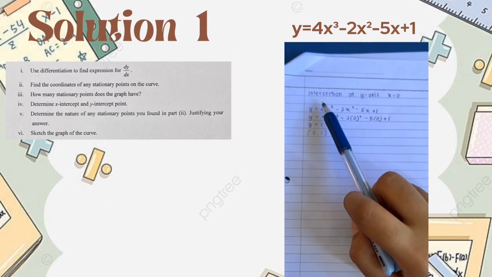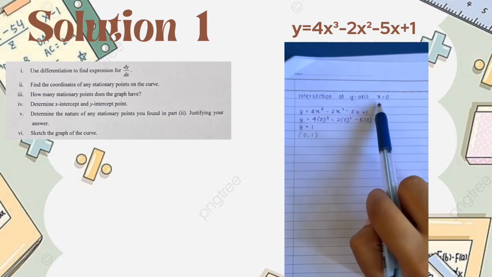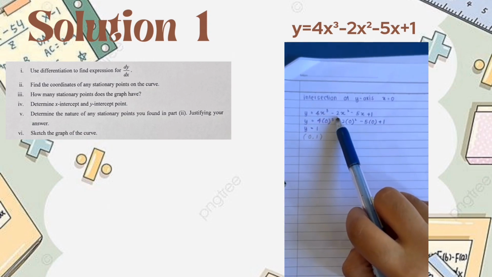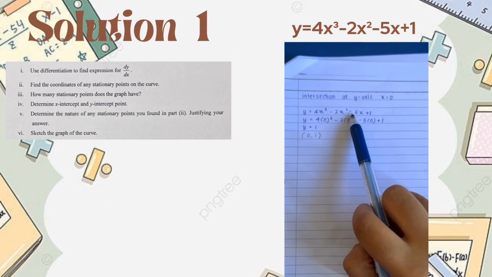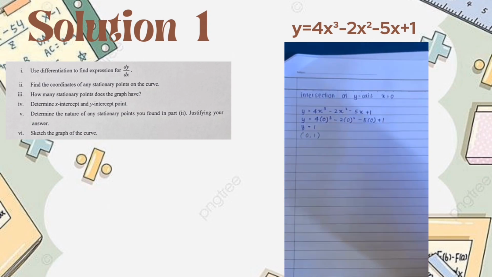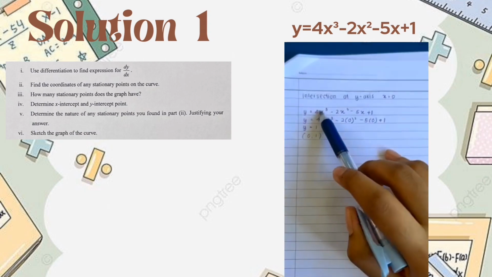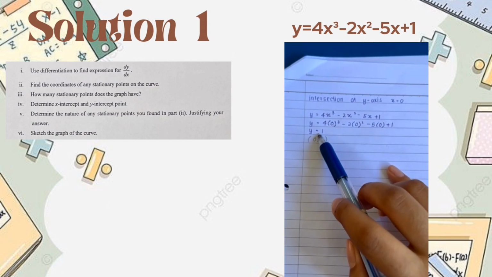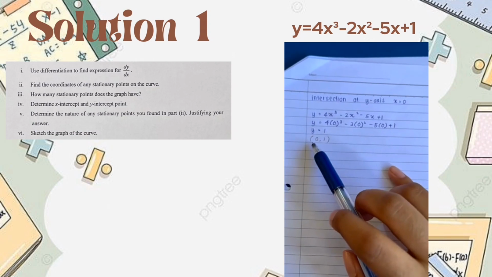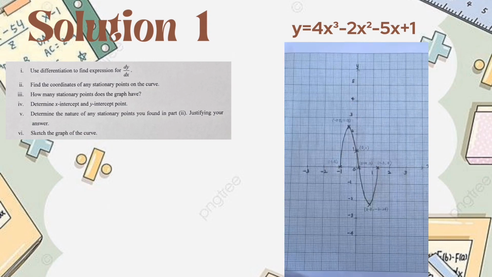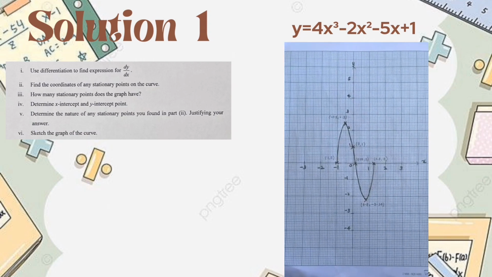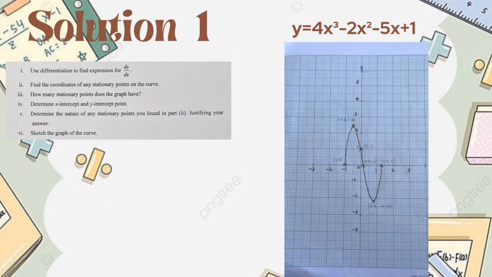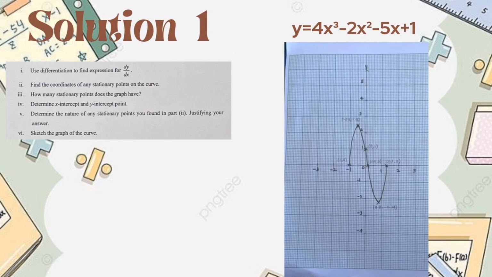For the intersection at the y-axis, x equals 0. y equals 4x cubed minus 2x squared minus 5x plus 1. So we substitute x with 0, and we get the answer y equals 1. So the coordinate is 0, 1. And lastly, we have to plot the graph. We take all the coordinates that we already got from the calculation before, then we plot it.